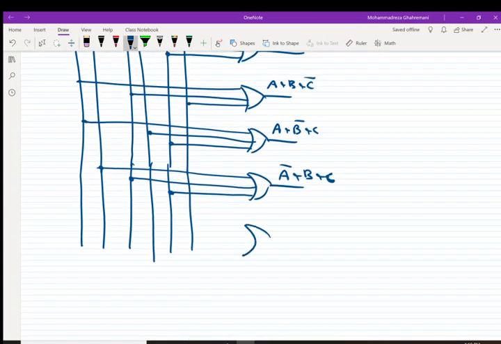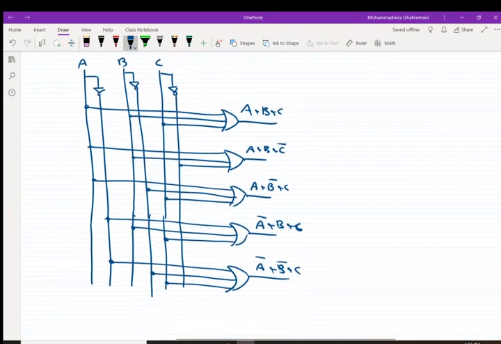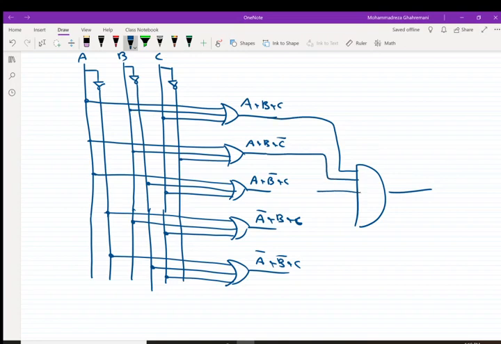And finally, the last one is A bar plus B bar plus C. So we get A bar, B bar, and C. Now we have the max terms. We need to AND them together with a 5-input AND gate: first one, second one, third one, fourth one, and fifth one. And so it's F of A, B, C. So this one is the design.